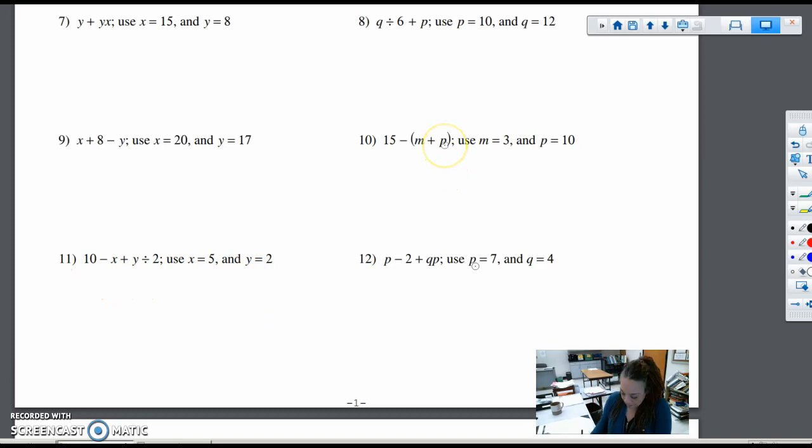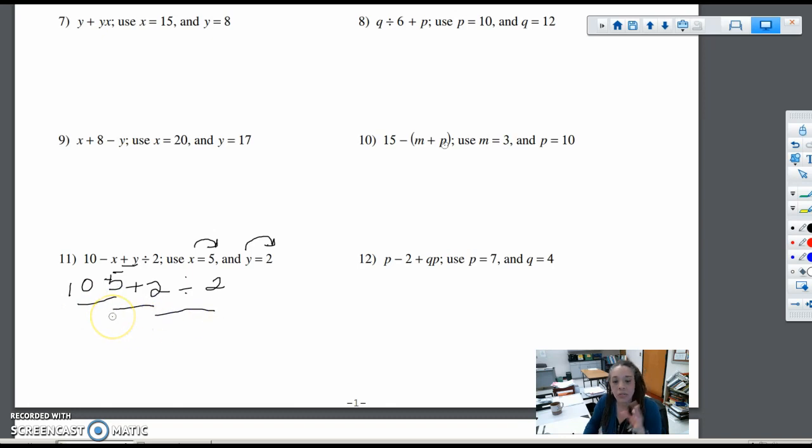So here we go. First thing I'm seeing is I have a 10 minus x, so I'm going to put 10 minus 5, that's really messy, plus y. For y, they gave me the number 2. So if you're following, I substituted the number 5 for x, and the number 2 for y. Then it says divided by 2. Now that's a big mess, but I have a 10 minus 5, I have a 5 plus 2, and I have a 2 divided by 2. Those are 3 different options that I have to begin solving this problem.